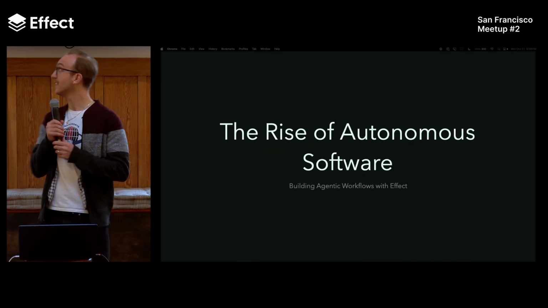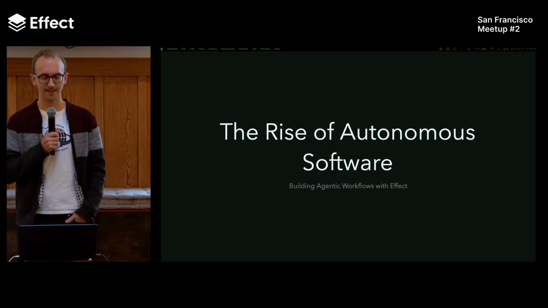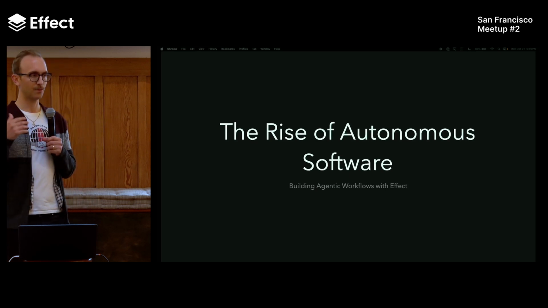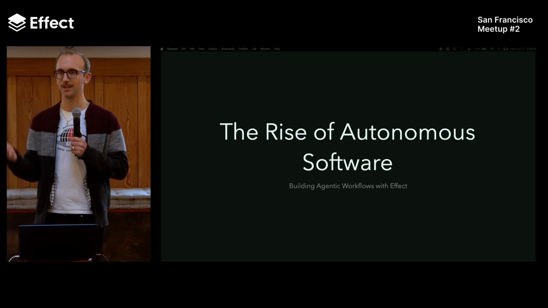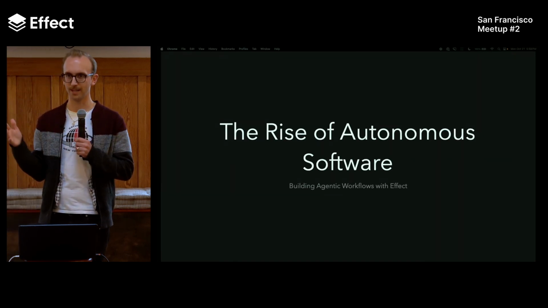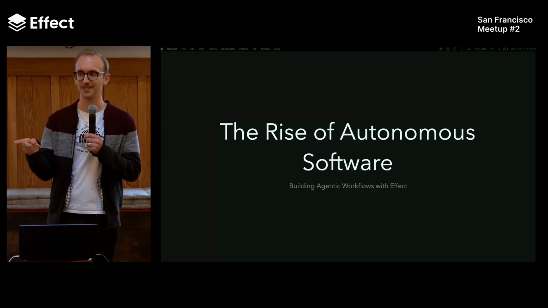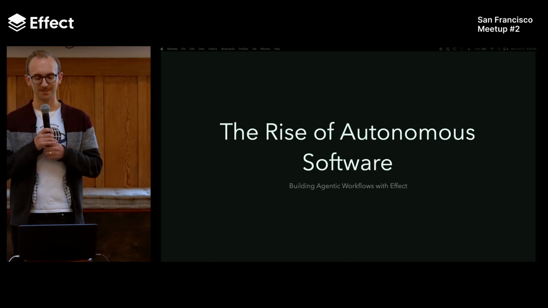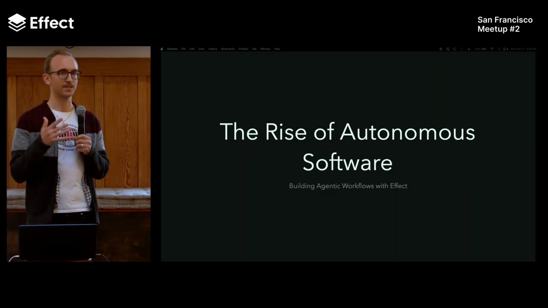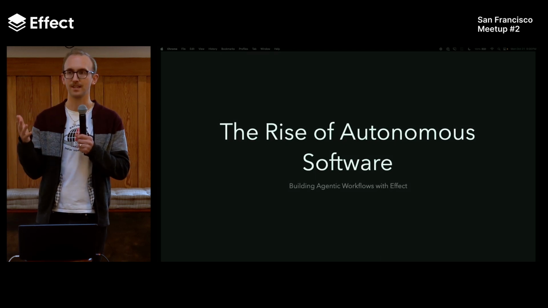The title of my talk is The Rise of Autonomous Software, Building Agentic Workflows with Effect. But what do I really mean by agentic workflows or agentic systems? We're becoming increasingly surrounded by systems that operate autonomously, systems that can make decisions and dynamically adapt to their environment without really any human intervention. Think about all the self-driving cars we see here in San Francisco. We definitely don't have those in New Jersey yet, but maybe soon, who knows? But these systems can process and analyze inputs, adapt and perform actions on their own. And that's really what I mean by agentic systems. These systems have agency themselves to take action.